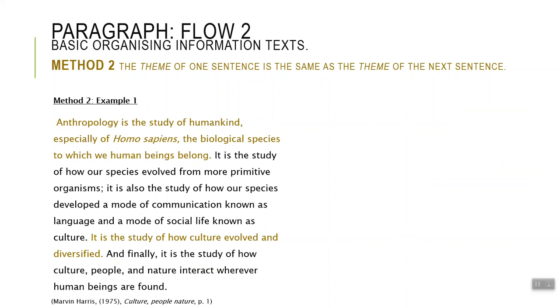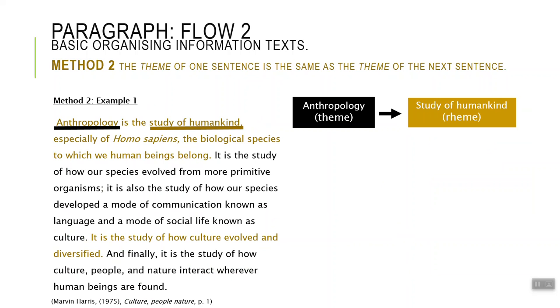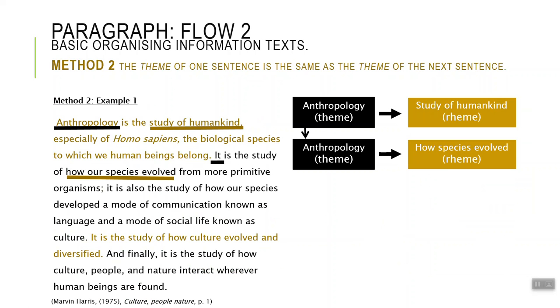Anthropology is the study of humankind, especially of Homo sapiens, the biological species to which we human beings belong. So it's just an explanation here. Everything is about the study of humankind. It, which is still anthropology, is the study of how our species evolved from more primitive organisms. It is also, there are actually 5 sentences, but not really 5, this one is a compound sentence.